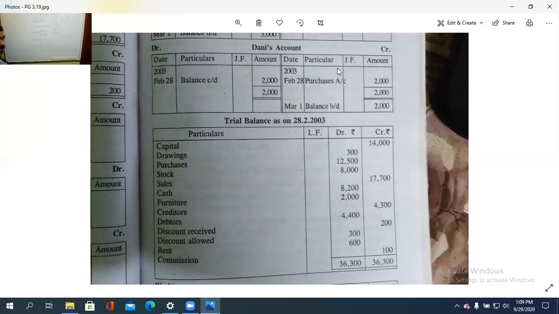Then cash. Cash is how much? It is an asset, so there will be a balance, shown on the debit side. Then comes furniture. Furniture also is an asset, isn't it? 2,000, that is coming on the debit side. Then creditors.